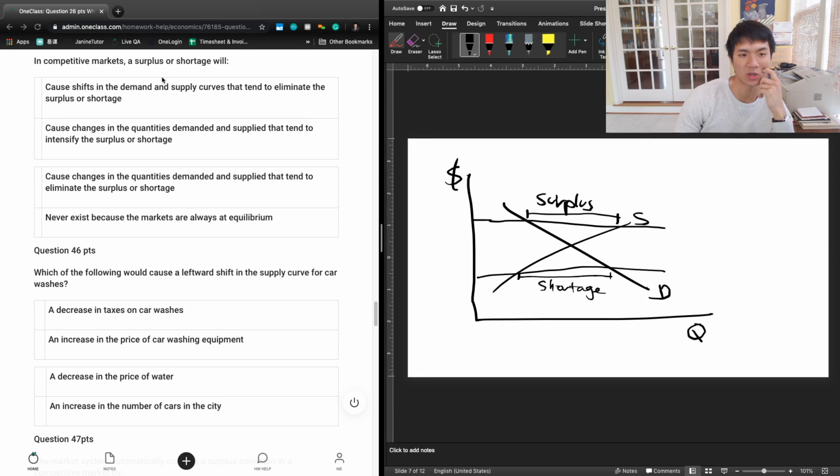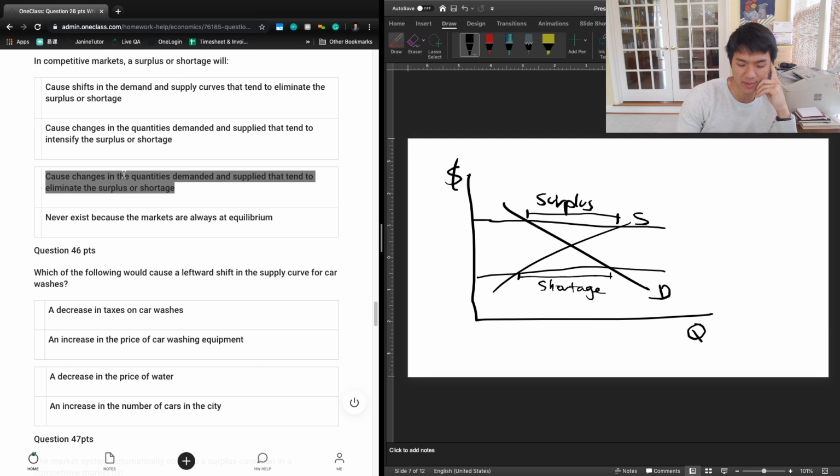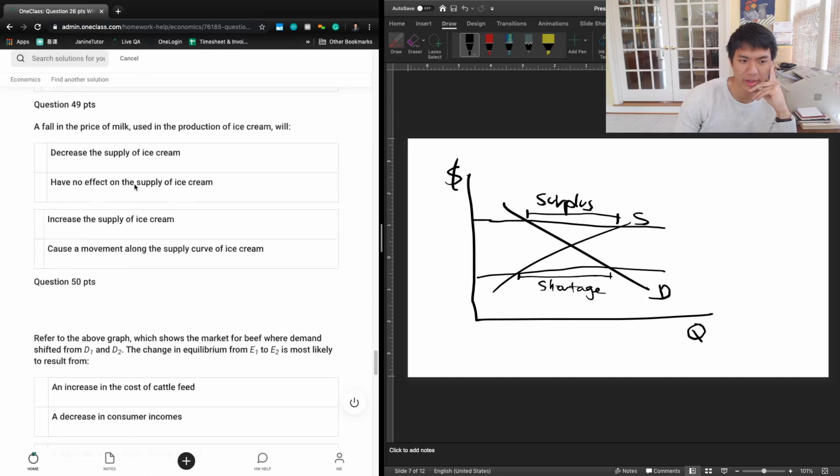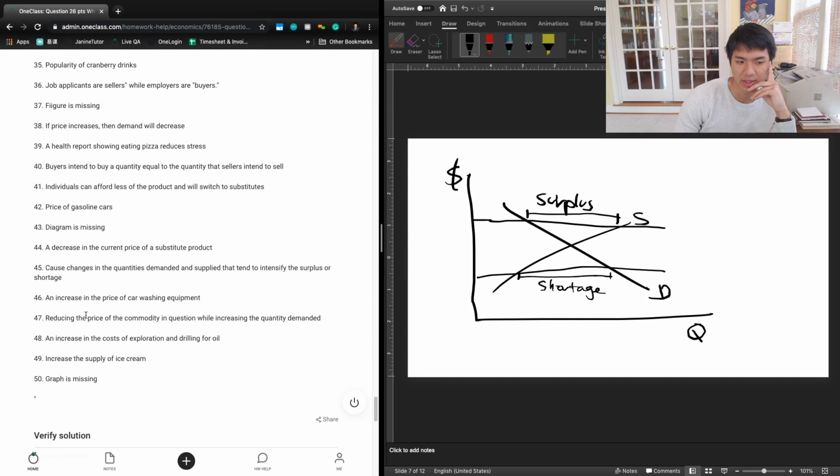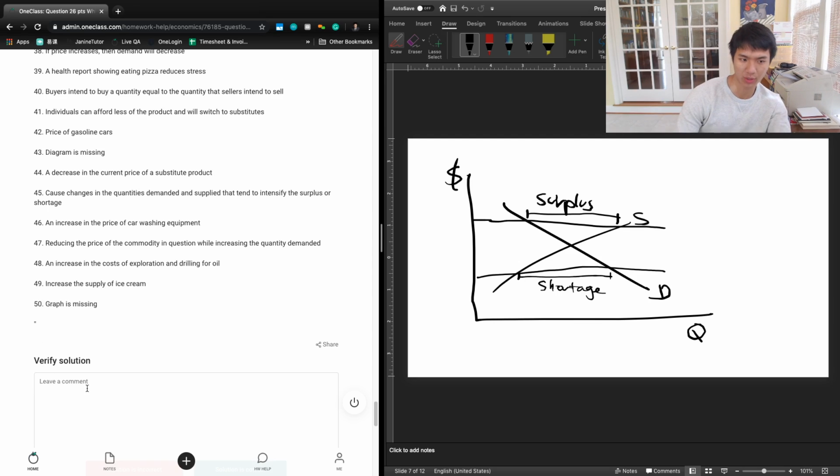In competitive markets, a surplus or shortage will cause changes in the quantity demanded and supplied that tend to eliminate the surplus or shortage. Okay, let's take a look at what the previous tutor said. The previous tutor said 45, cause changes in the quantities demanded and supplied that tend to intensify surplus or shortage. So I think the previous tutor mixed up the two answer choices. Again, I'll reiterate, changes in quantities demanded and supplied are what happens when you have a surplus or shortage, but they do not intensify the surplus or shortage. They eliminate the surplus or shortage. So let's leave this as the correct answer as well.